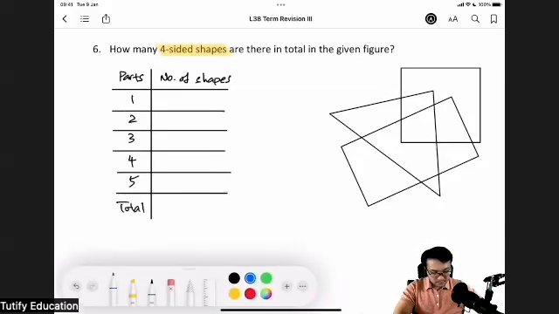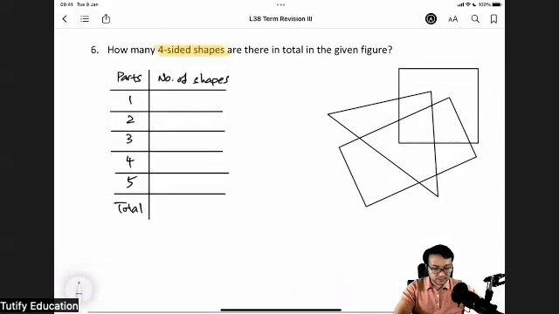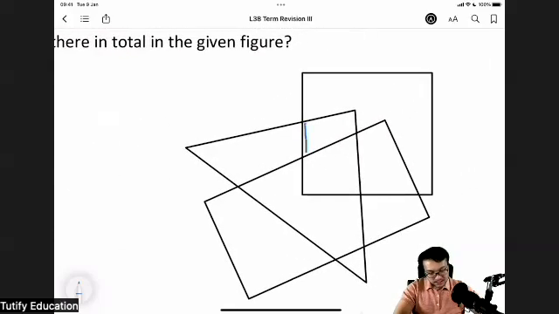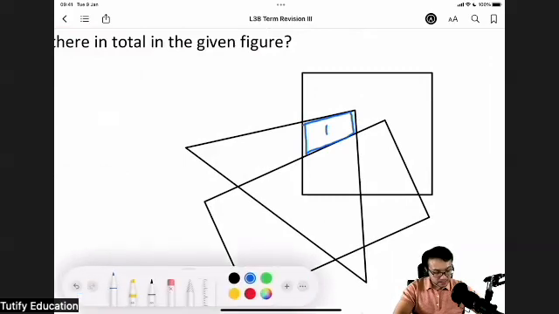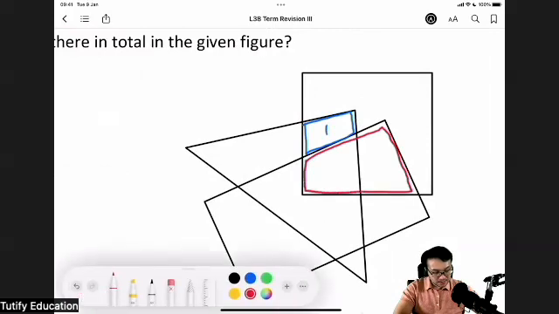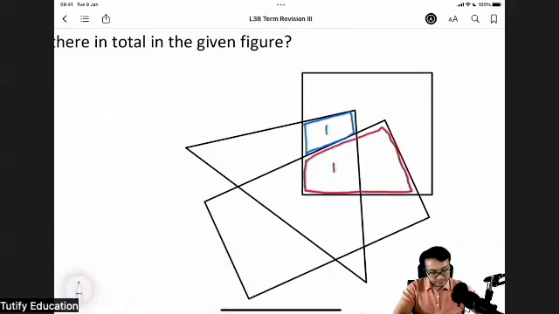Now, Talia, I've made a table for us to organize our information. Can you tell me how many four-sided shapes are made of one part? What I mean by one part is this. This shape is only made out of one part, whereas this four-sided shape, how many parts is this shape made up of? Two parts. Correct. The red shape is made up of two parts.